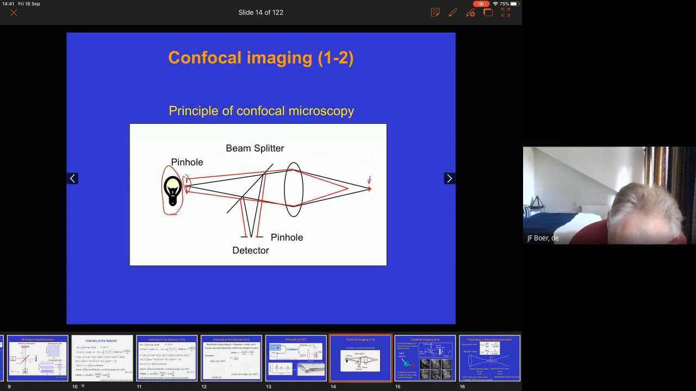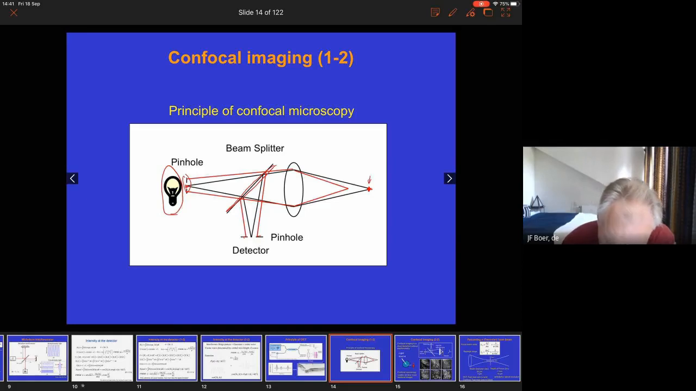But you put the beam splitter in between, and so you reflect, let's say, half of the light to a detector, where again you put the pinhole and you detect the light. And if the pinholes match in image location, then the light that's reflected from this point, the convergence of the black lines, is nicely imaged to the pinhole and fully detected.